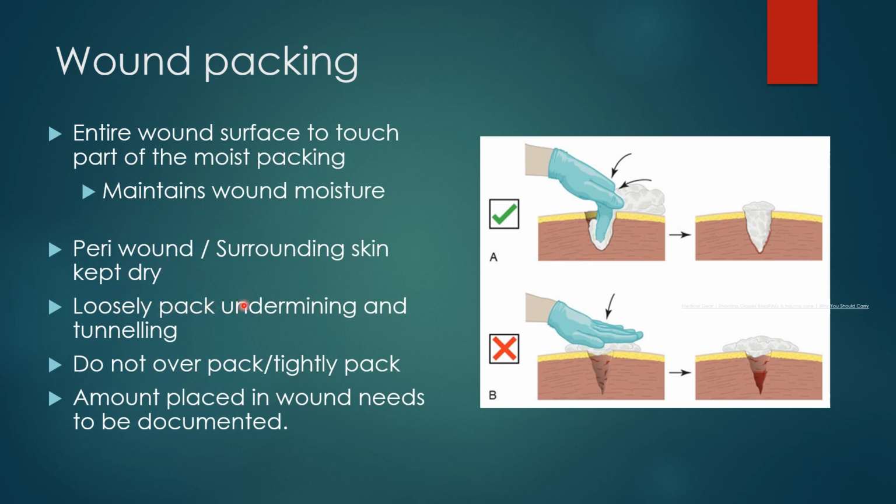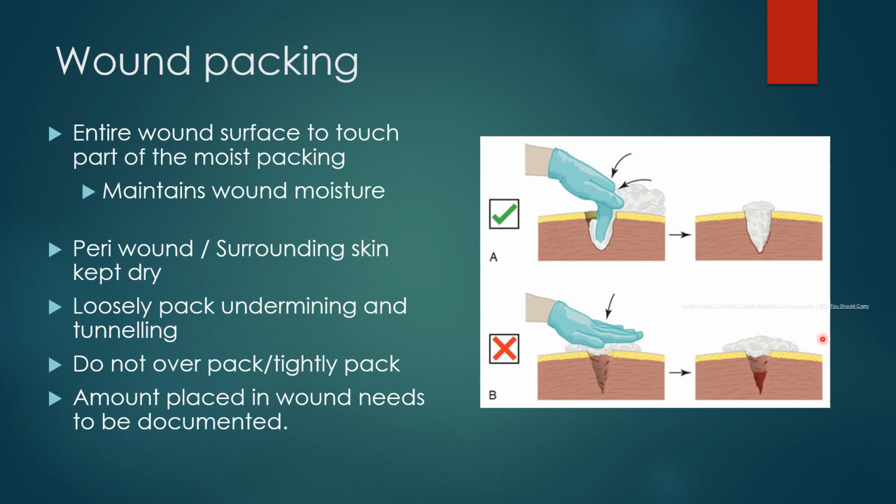We can loosely pack or insert this packing into any undermining or any tunneling, so any wound bases that protrude underneath the skin. We want to ensure that we do not pack too tightly. We do not want to create a ball inside the patient. We want to lightly pack this wound packing in to just fill the cavity. And we need to document the amount of packing that we placed in the wound so we can accurately assess, when we go to remove it the next day, if all of the wound packing that we placed in did come out, because we do not want to leave any packing inside the patient.